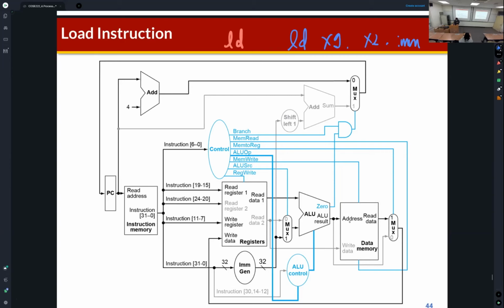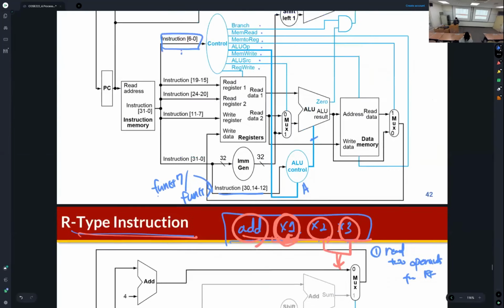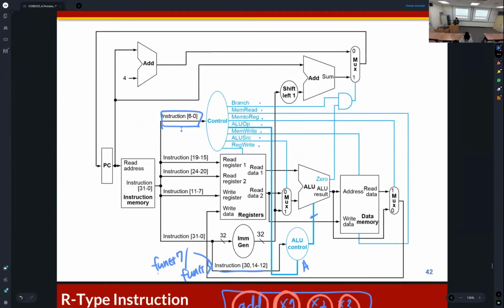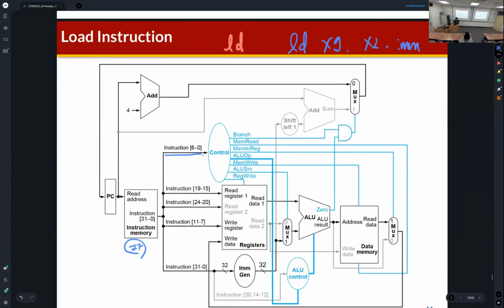So during the instruction fetch step, the instruction is read from the instruction memory, and then also you can find that the opcode field is connected to the control signal. So what is the opcode field of the load instruction? This is 0000011. Okay? If the current instruction is the load instruction, what is the branch? Branch is 0, right? Because this is not a branch instruction.